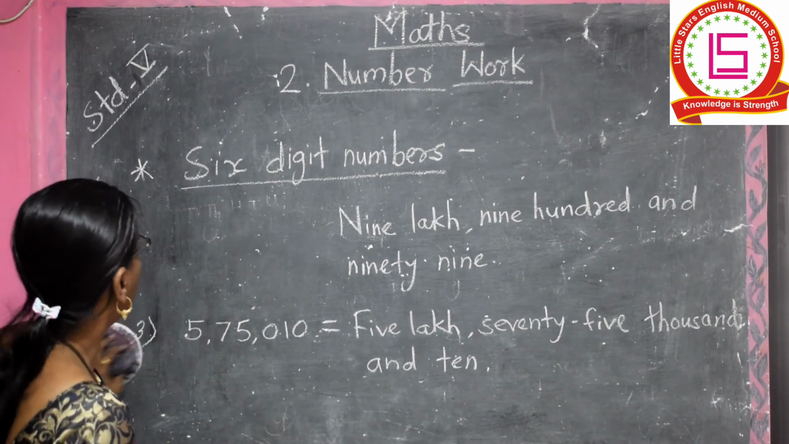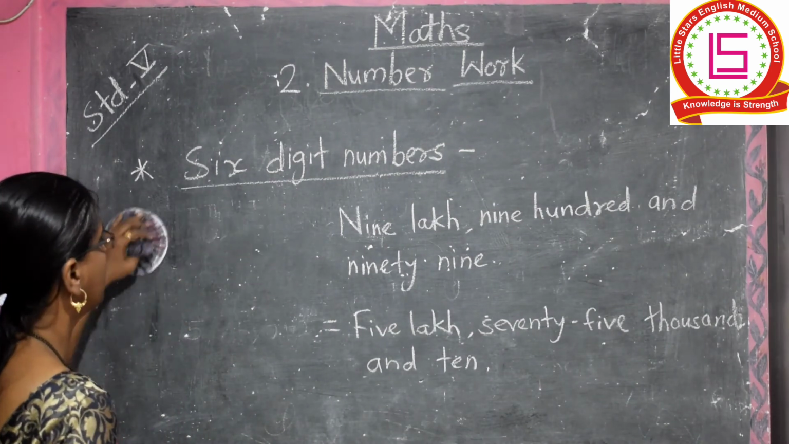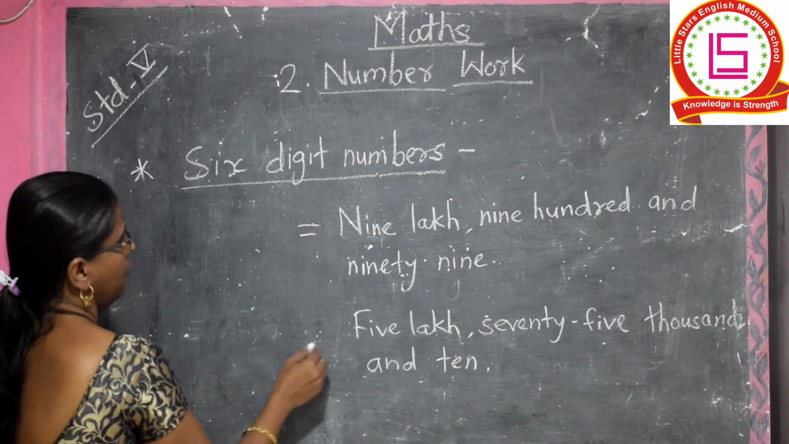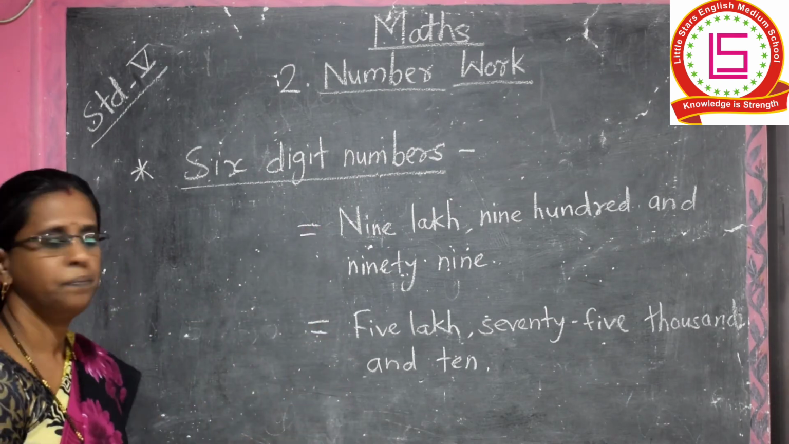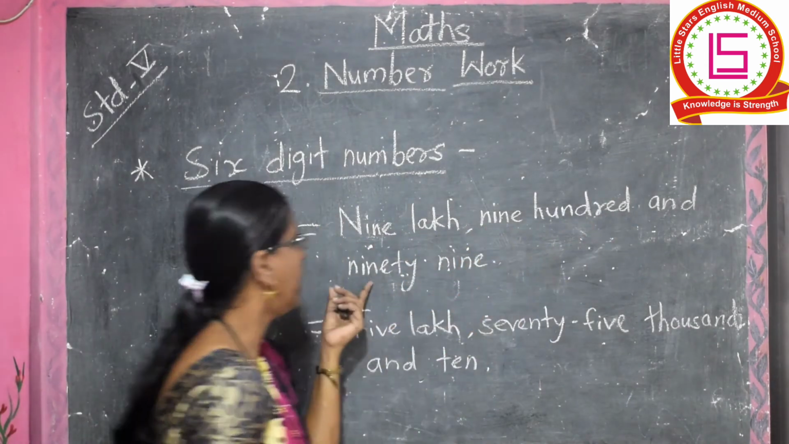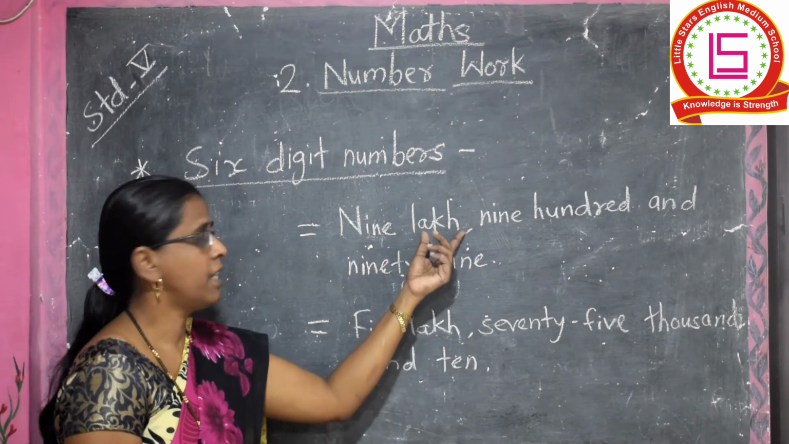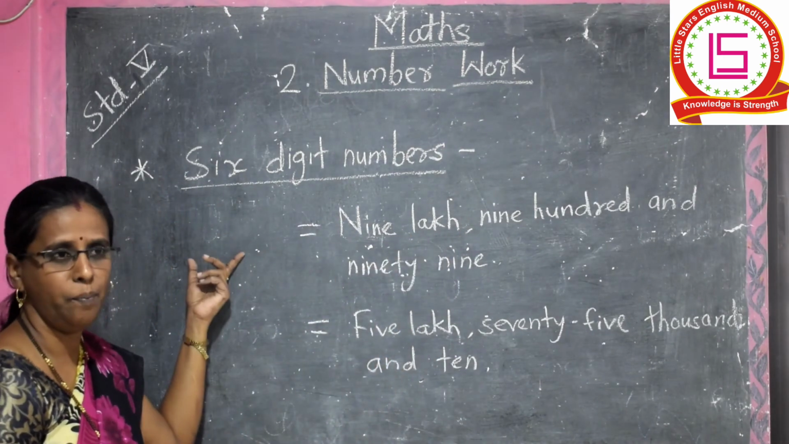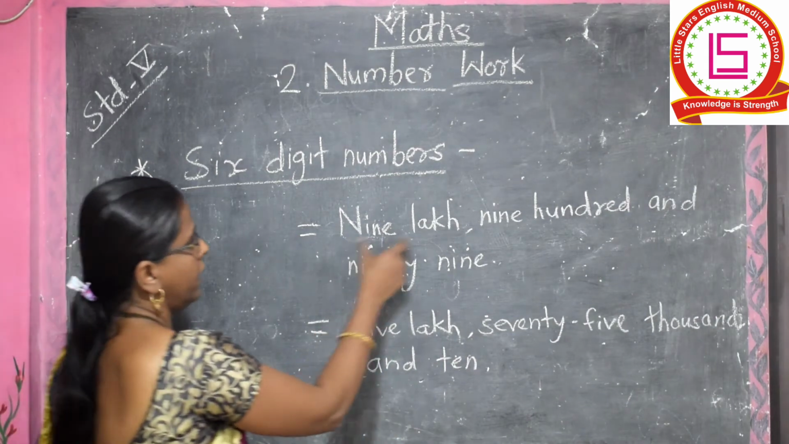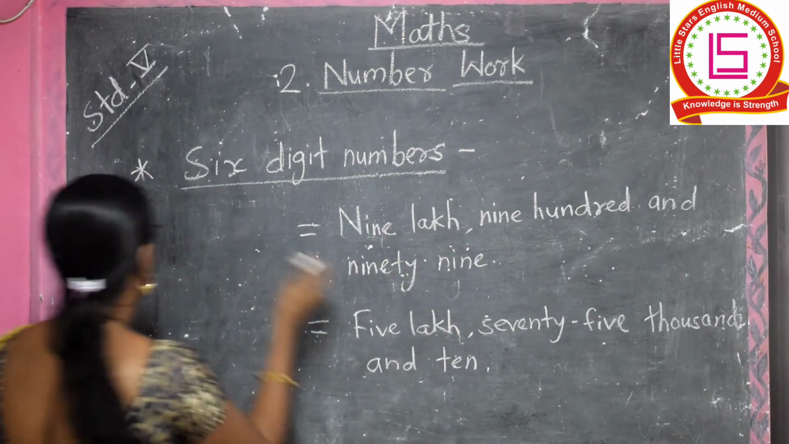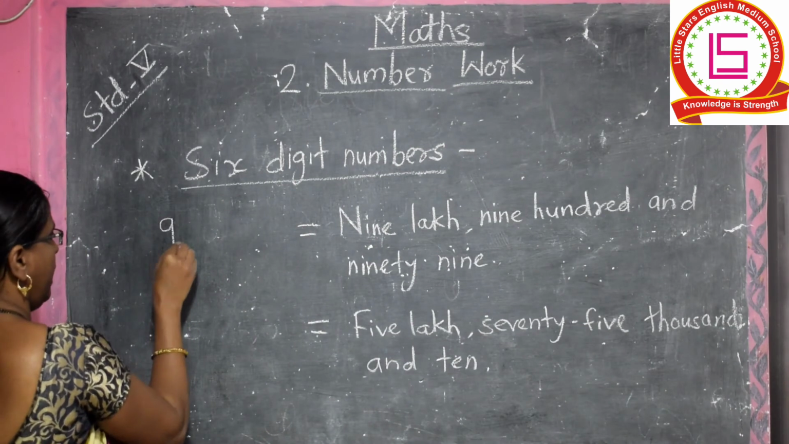Okay, see here, if we give a number in words and you write it in figures, then how to write? See here, the number is given in words: nine lakh ninety-nine thousand nine hundred ninety-nine. Okay, then you have to write the number. First we read the first part: 9 lakh. So we write first 9 lakh.